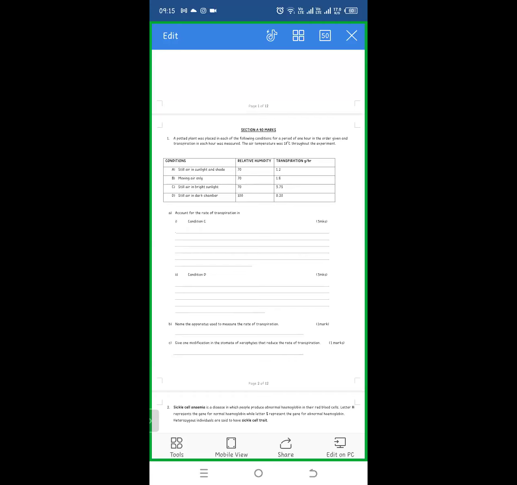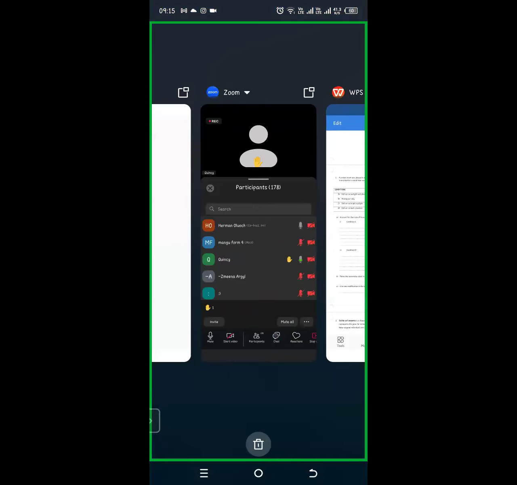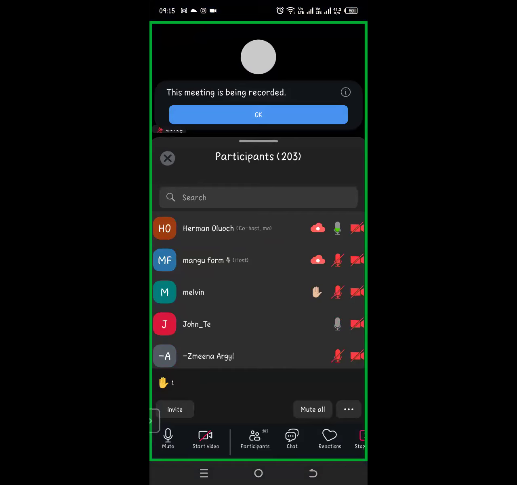So that takes us to Roman 2, condition D. Why is it that in condition D, we have a lower rate of transpiration of 0.20? So who would help us account for that? Any response from the group? Yes, I can see Melvin. Melvin, you can unmute and speak.